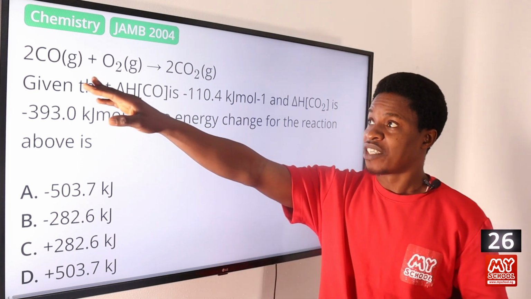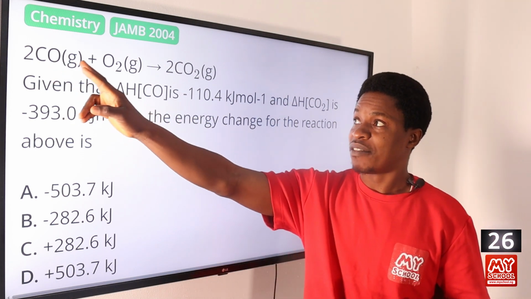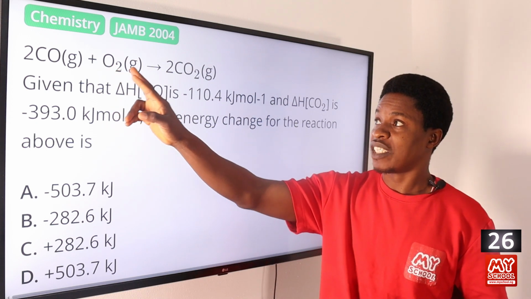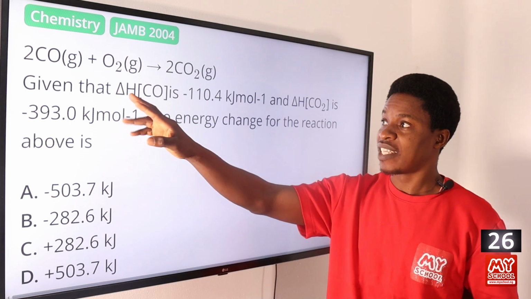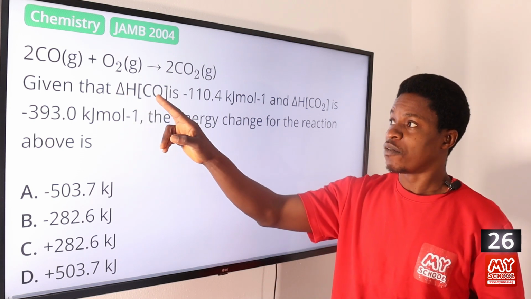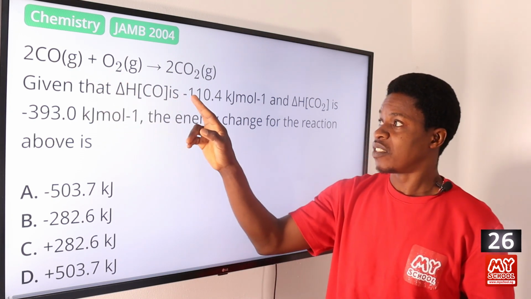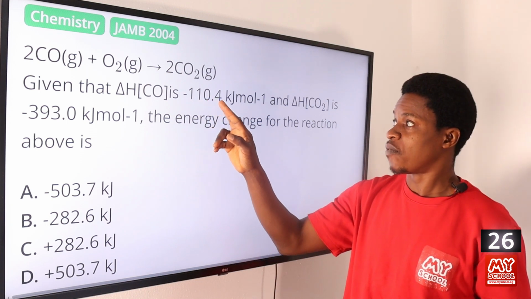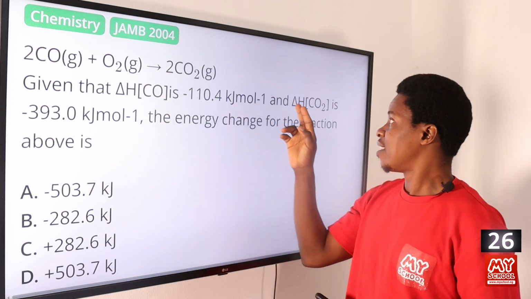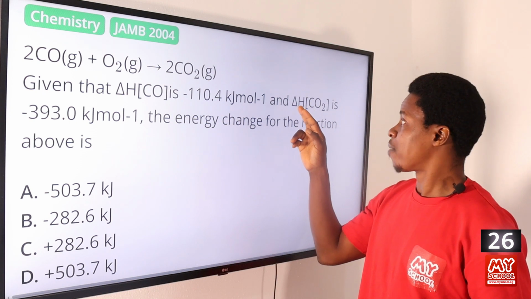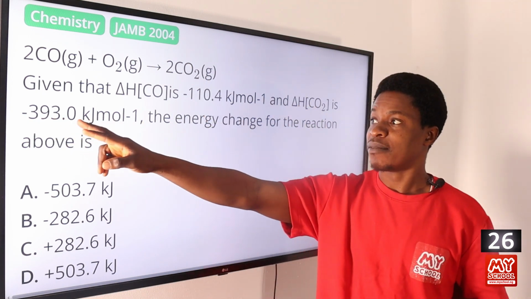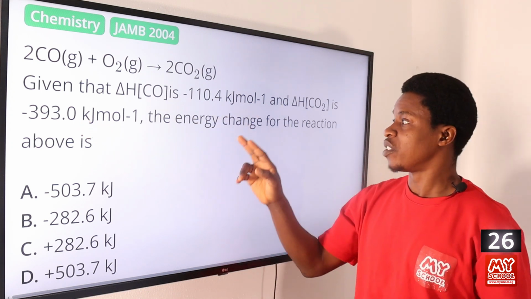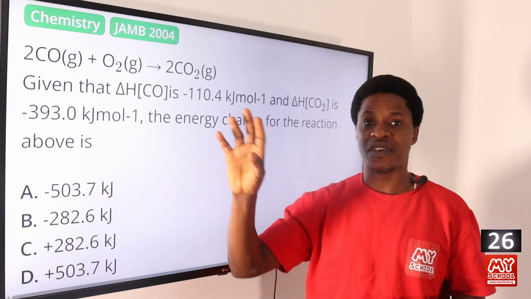We have a chemical reaction here. This is carbon monoxide reacting with 1 mole of oxygen to give us 2 moles of carbon dioxide. Given that the enthalpy change of CO is negative 110.4 kilojoules per mole, and the enthalpy change ΔH for CO2, the product, is negative 393.0 kilojoules per mole, what is the energy change for the reaction above?